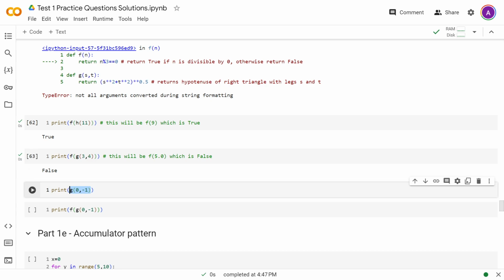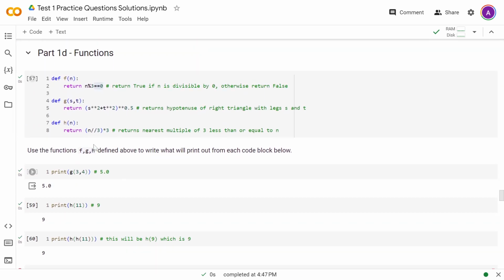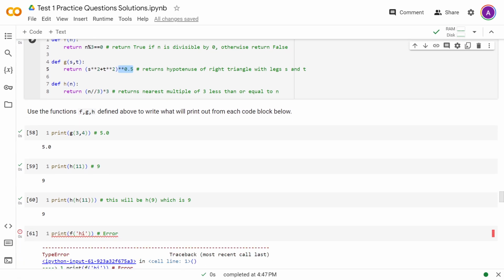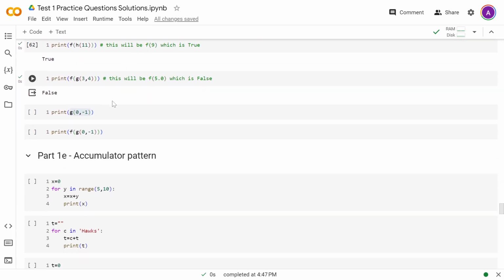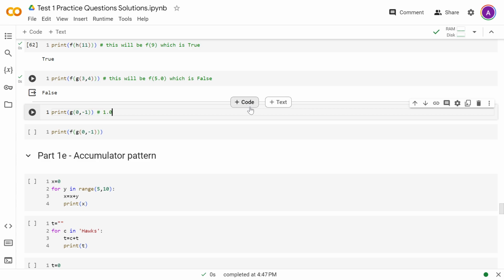Okay, now the next one, g of 0, 1, or sorry, 0, negative 1. So we're plugging in 0 and negative 1 into g. So 0 is going to be s, negative 1 is going to be t. So 0 squared is 0, negative 1 squared is 1. And then we're doing the square root of 0 plus 1, so just the square root of 1, and that is 1. So this is going to be 1, or rather 1.0, because we're using decimals here, it's all going to be coming out as a float.